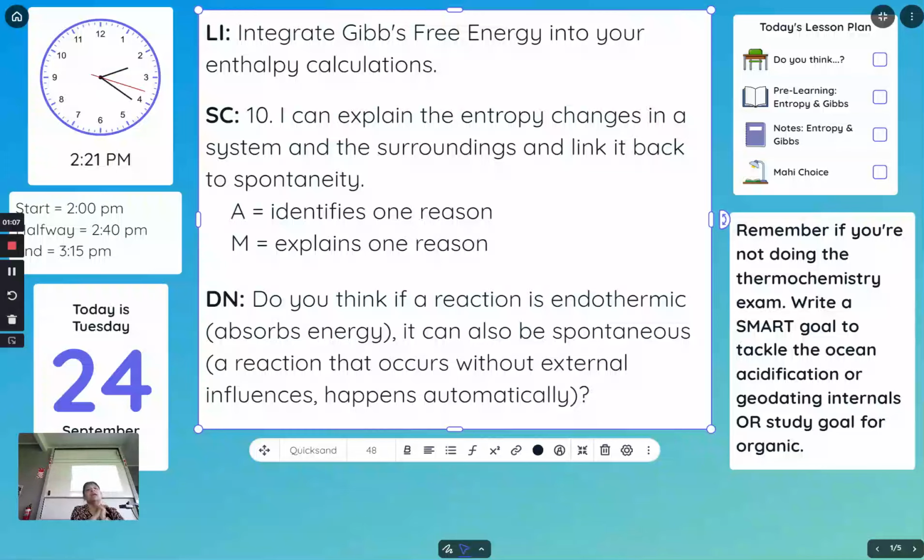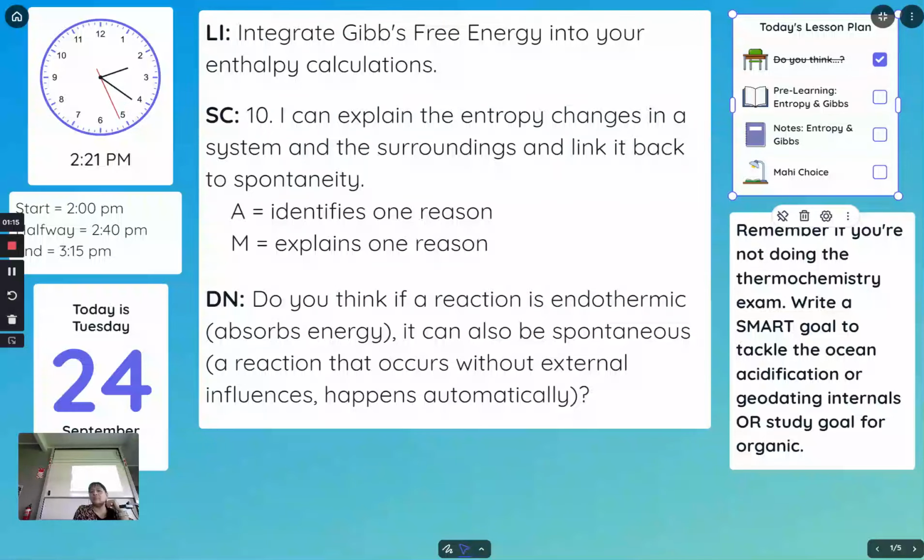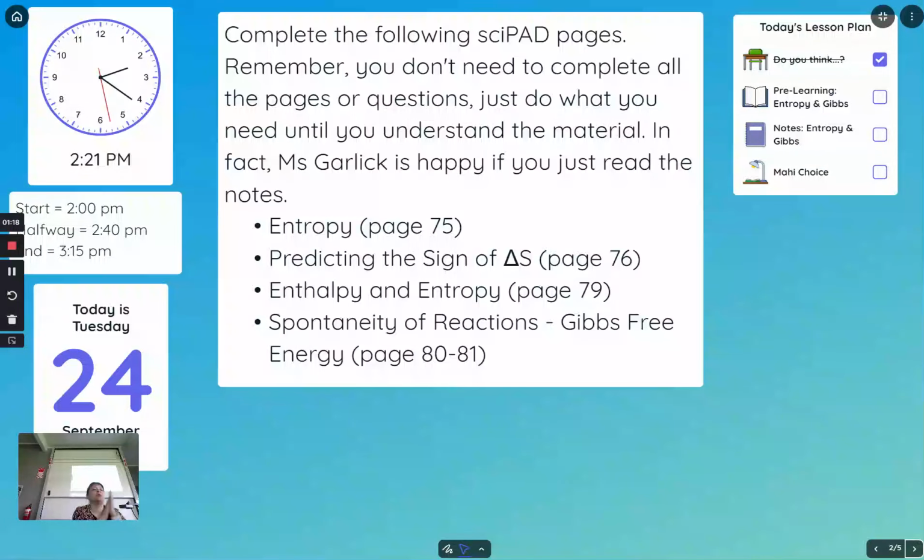Yes, anything is possible. The correct answer is yes, and we'll look at the information to see why that is the case. So before we do that, I want you guys to have a chance to do some pre-learning, so that way it makes the notes a little bit more digestible for you. There are some SciPed pages I want you to work on, looking at entropy, the change in entropy, how enthalpy and entropy interact with each other, and then how we can use that to predict spontaneity of reactions. You don't need to complete all the pages or all the questions. In fact, I'm happy if you just want to read it to get a head start.